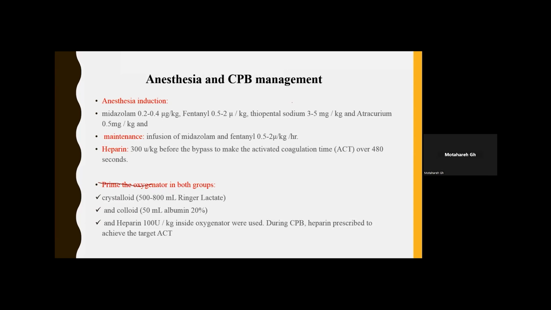In order to prime the oxygenator in both groups, crystalloid 500 to 800 milliliter ringer lactate and colloid 50 milliliter albumin, and heparin 100 unit per kilogram inside the oxygenator were used. During CPB, heparin was prescribed to achieve the target ACT.